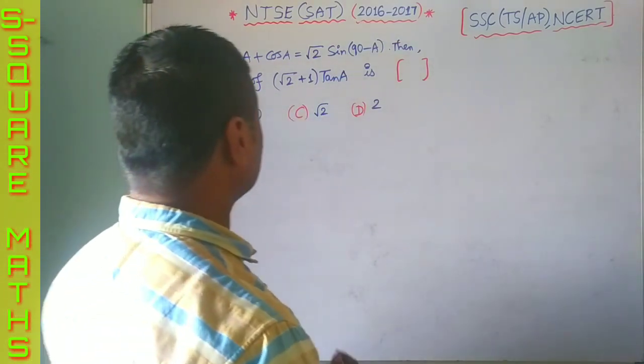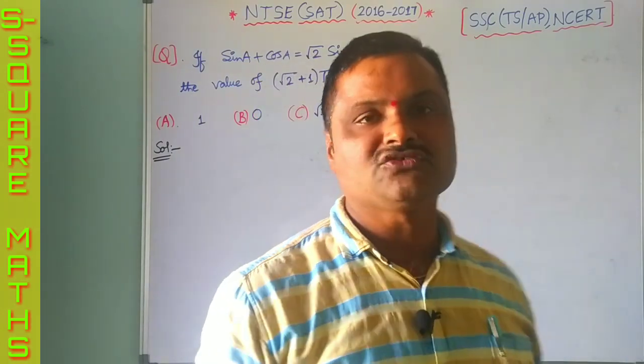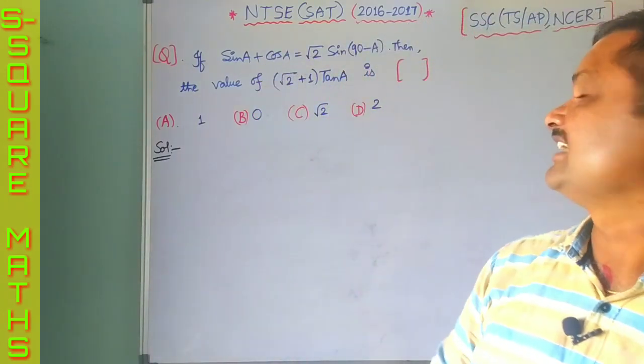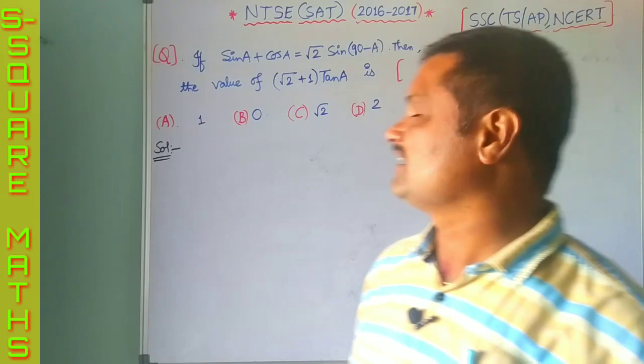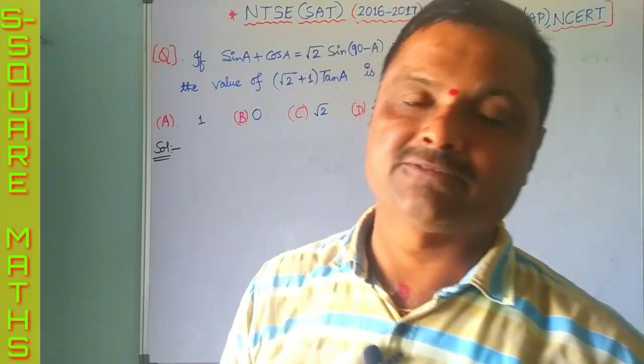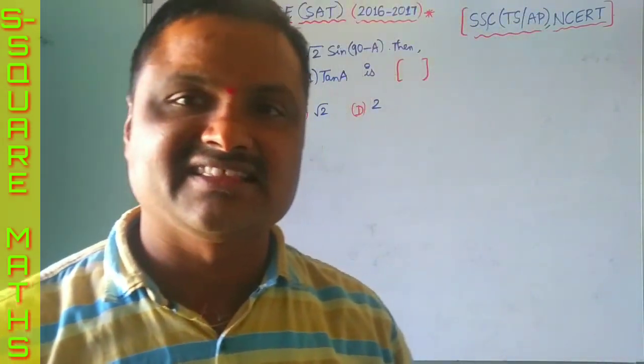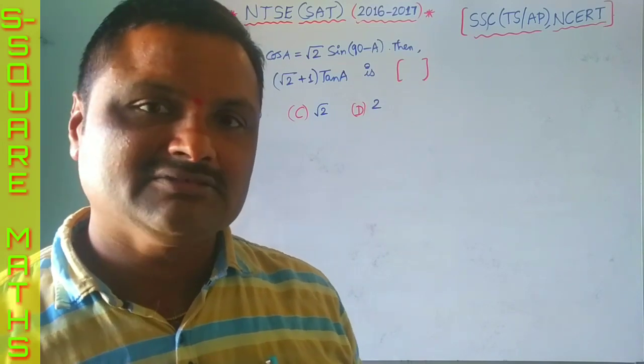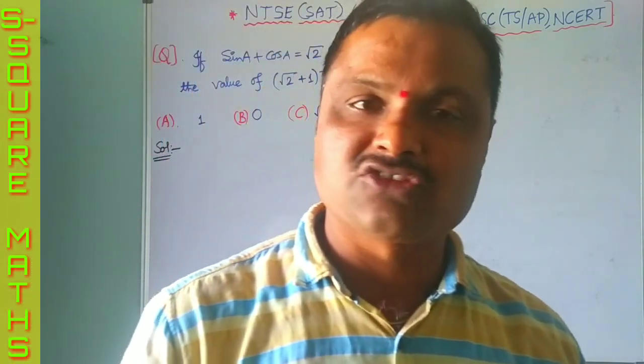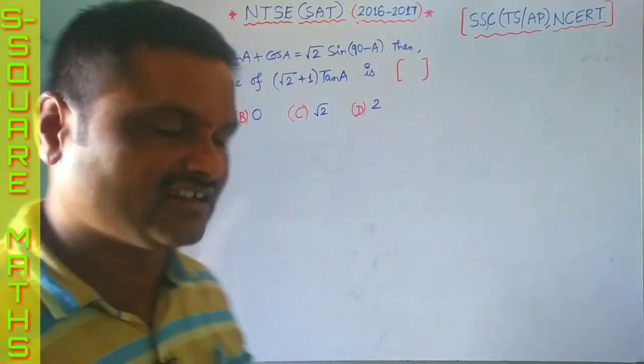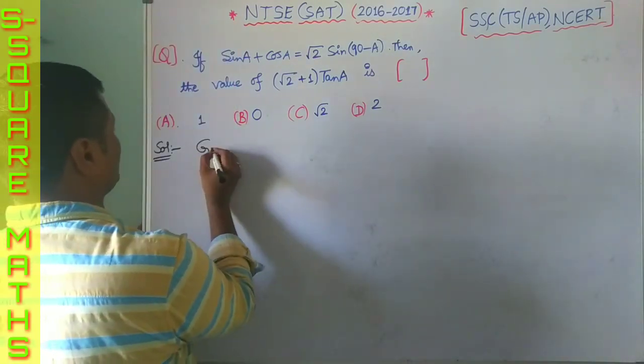So if sin A plus cos A is equal to root 2 times sin of 90 minus A, then we have to evaluate the value of root 2 plus 1 into tan A. So obviously this is a non-routine problem, but it's very easy, not so difficult. Let us start.